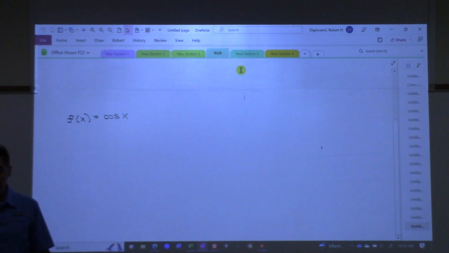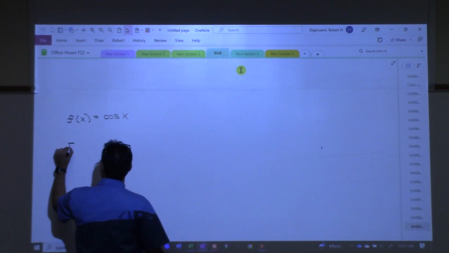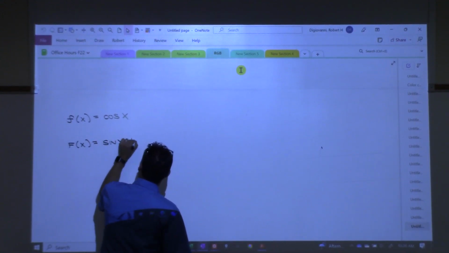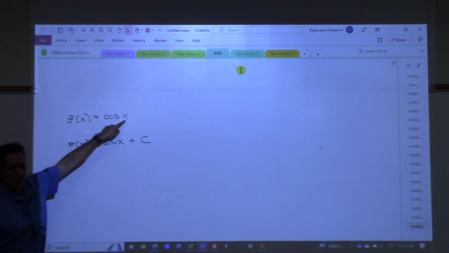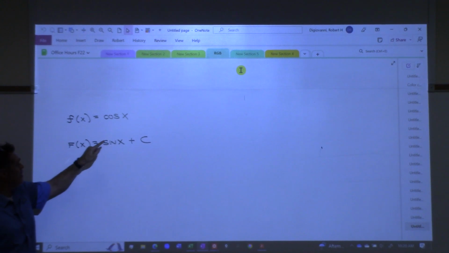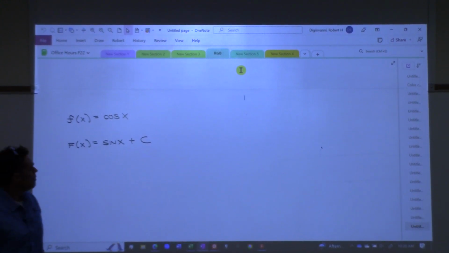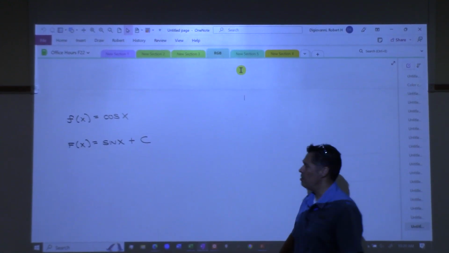What do you take the derivative of to get that? Sine, right? Not negative sine, right? Sine plus constant. The antiderivative of cosine of x is sine of x. Why? When you take the derivative of sine, you get that, right? Plus c. How do you know that? Well, because you know your knowledge of derivatives, right? It's your knowledge of derivatives.